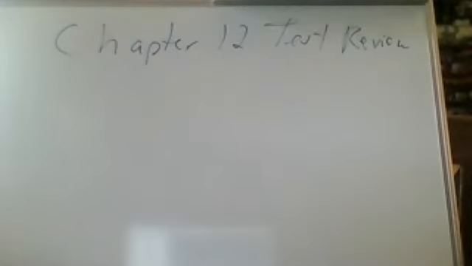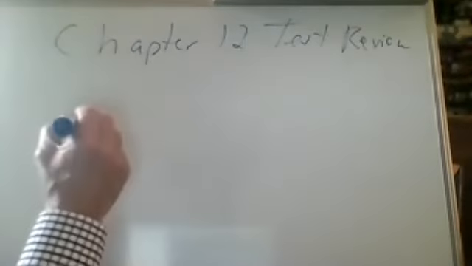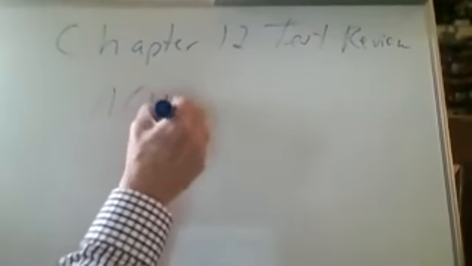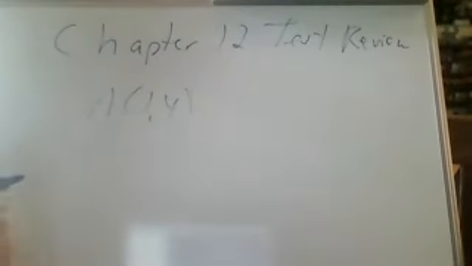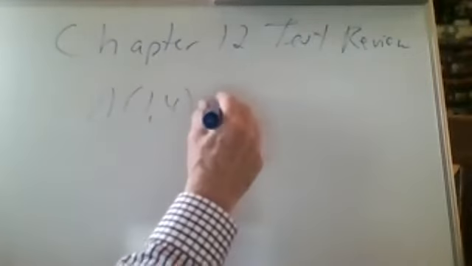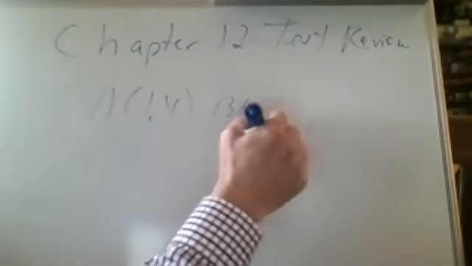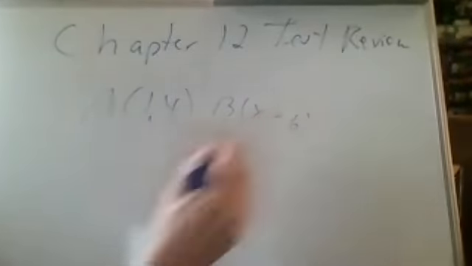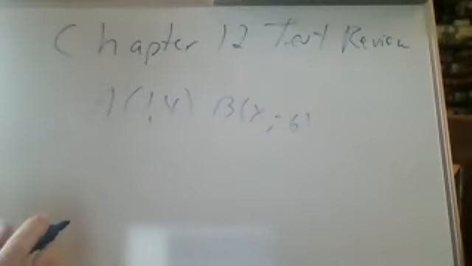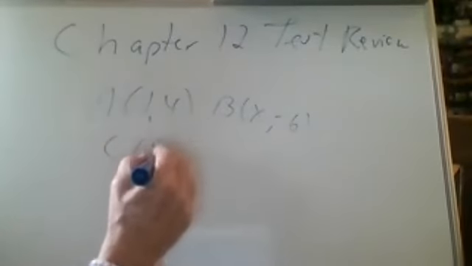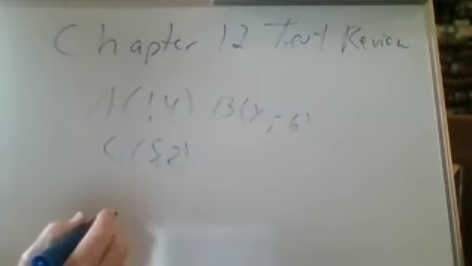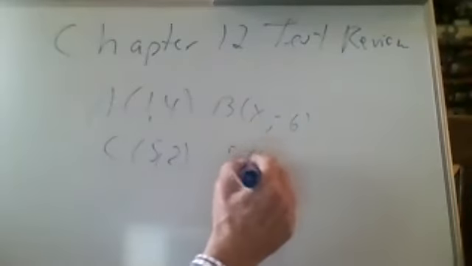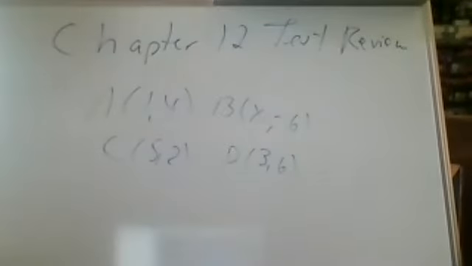All right, next one. You got 4 points. A is 1 and 4. B is X and -6. C is 5 and 2. And D is 3 and 6.